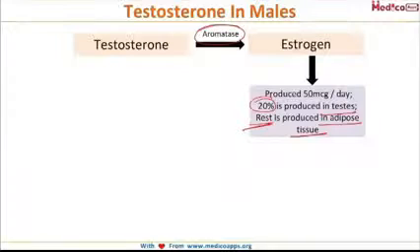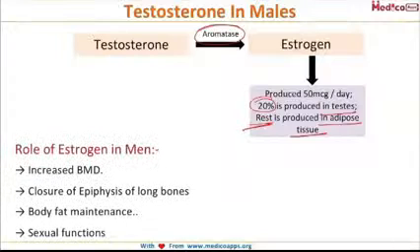Now, why is this estrogen produced in males? It has certain functions. What are these functions? This estrogen increases the bone mineral density. It causes the closure of the epiphysis of the long bones, and helps in body fat maintenance and the sexual functions.